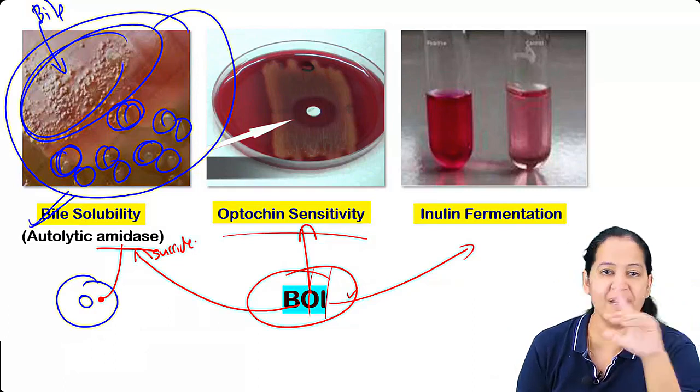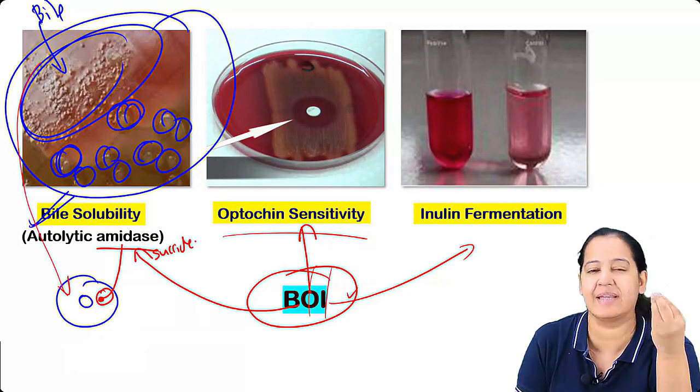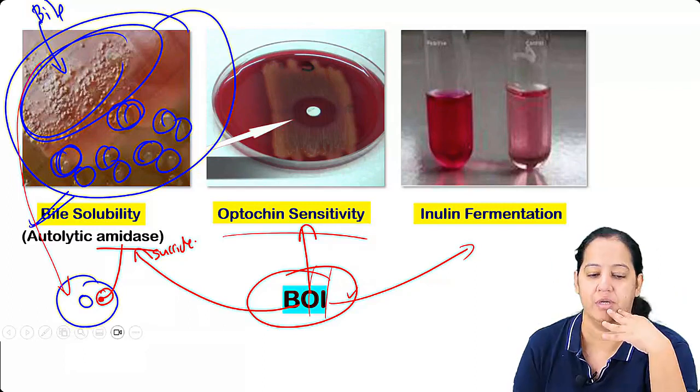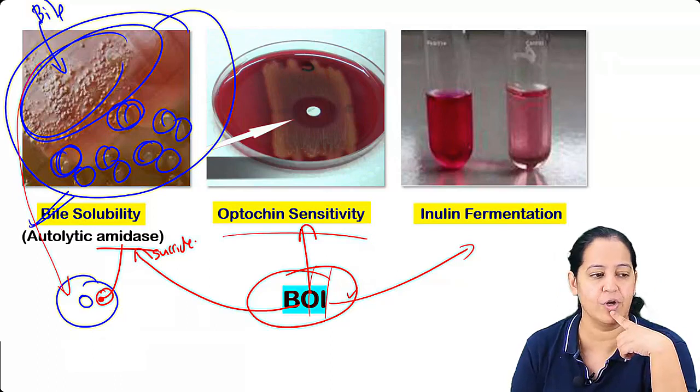Normally it is inactive. But once you put the bile, in the presence of bile, the amylase gets activated and it will cause the rupture. You got my point? Say yes. Got it? So that is bile solubility. That is the meaning of bile solubility.